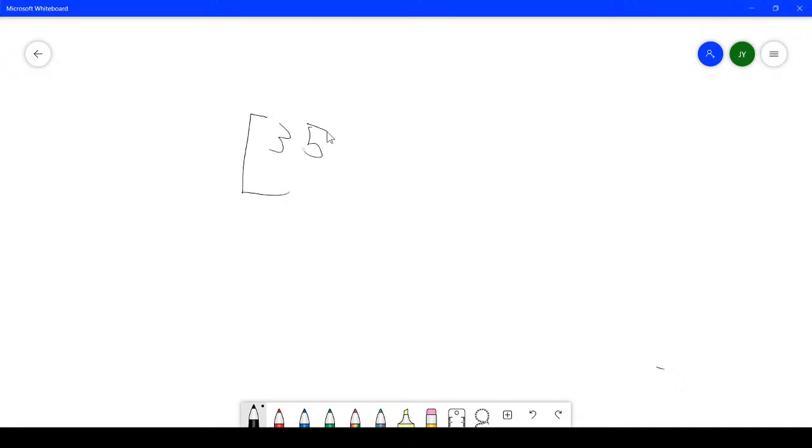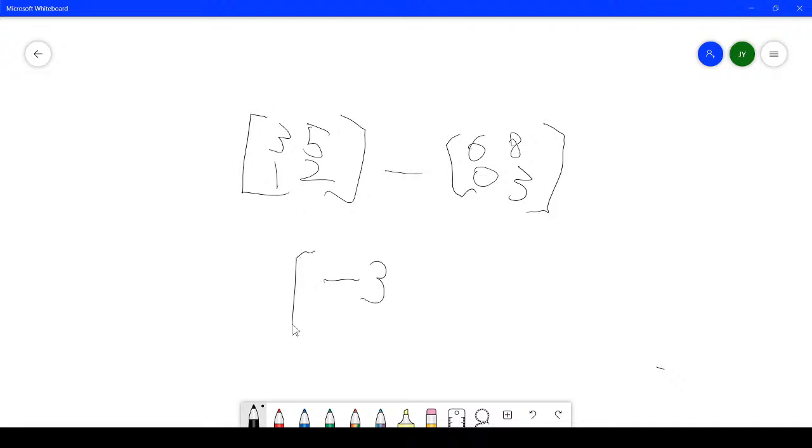3, 5, 1, 2 minus 6, 8, 0, 3. You subtract the corresponding numbers, but this time order matters. So you're subtracting 3 by 6, which makes negative 3. And don't worry, there's no rule against numbers in here being negative, so don't worry about anything like that. Becomes negative 3. This becomes 1, and this becomes negative 1.